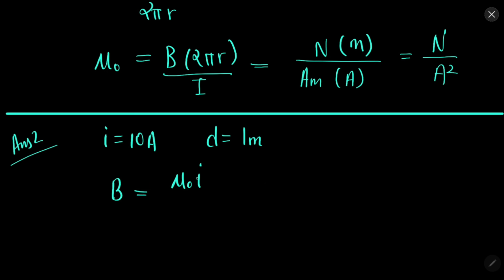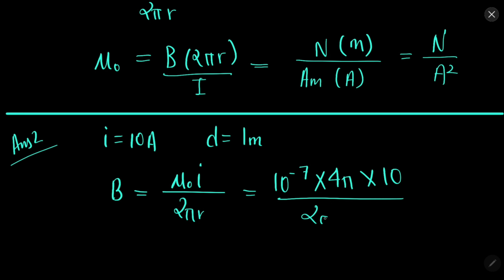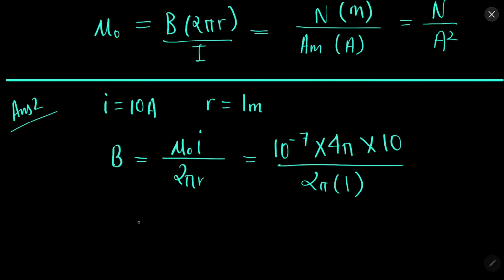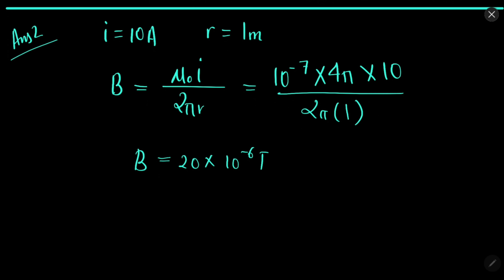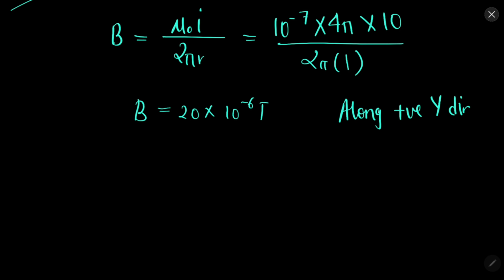Now mu naught I over 2 pi R, so 4 pi into 10 to the power minus 7 into 10 over 2 pi into the distance is 1. Let's call this R only. So B will be 20 into 10 to the power minus 6 Tesla, or 20 micro Tesla. It will be along positive Y direction. Let's say this is X axis, this is Z axis, and this is Y axis.